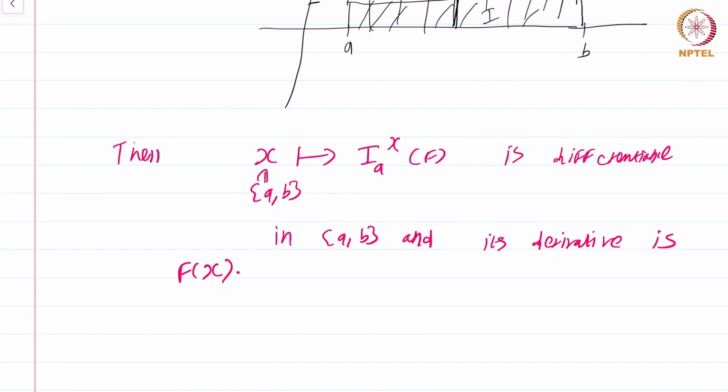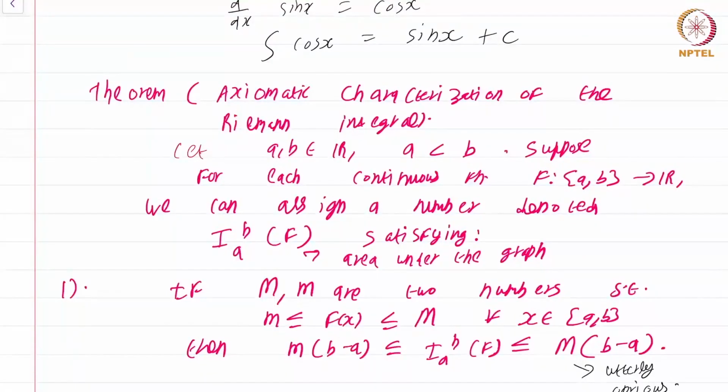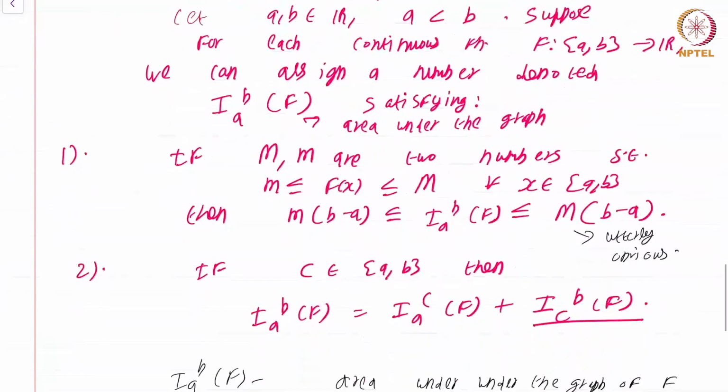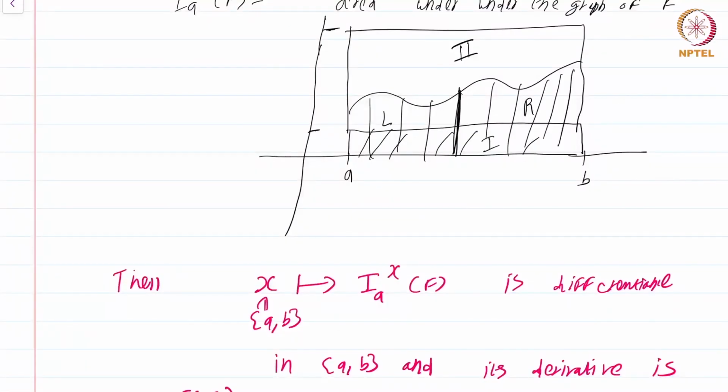Okay, so this big theorem called the axiomatic characterization of the Riemann integral just says that if you take the most primitive properties that you would expect of a function that takes a given function to the area under the graph of the function, the very most basic properties, that is properties 1 and 2 that I have written here, it turns out that something like the fundamental theorem of calculus is true.